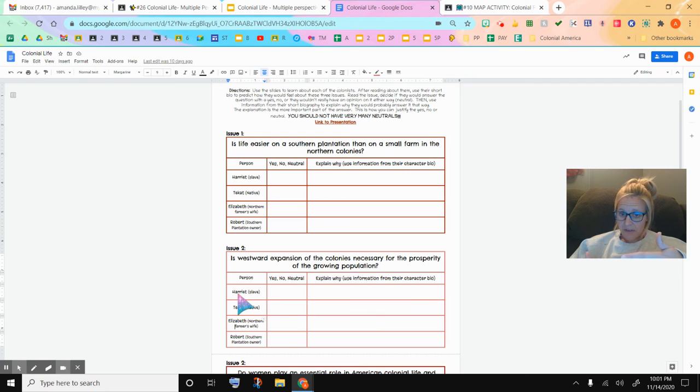So you have Harriet as a slave. Harriet would probably say no, because if there was more land, that means there would be more need for a workforce, which we know they're starting to turn, especially at this time, away from indentured servitude and pretty much go all in with slavery. So Harriet would probably not want more land to be gained by the colonists, because that would mean more slaves and more work. So on westward expansion, she would definitely say no. And then you would just explain why.